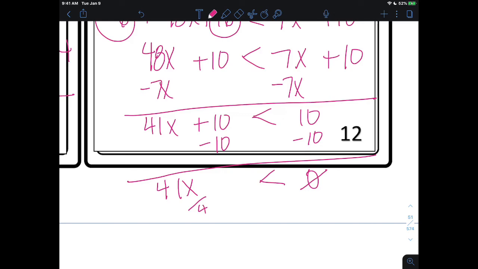So now I'm going to go ahead and divide by 41, okay? If I do that, I get x has some relationship to 0. Why? 0 divided by 100 is 0. 0 divided by a million is 0. 0 divided by anything besides another 0 is always 0. Do I multiply or divide by a negative number? Nope. That means that my answer remains the same.